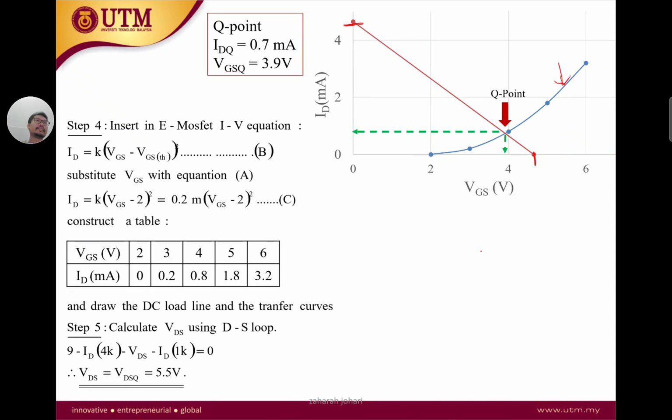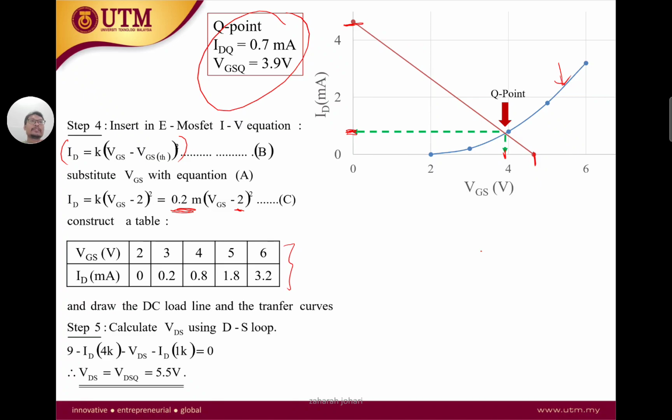But then how to get our ID-VGS curve? As usual, we are going to use this equation here: ID equals K times (VGS minus VGS-TH) squared. So K is given, and our VGS-TH is given, and we can create a table as we've seen in the previous lecture. So we create the table, we make the line, and we finally get our operating point. VGSQ is 3.9 volts right here, and then our IDQ is a little bit less than 1 milliamp, 0.7 milliampere.